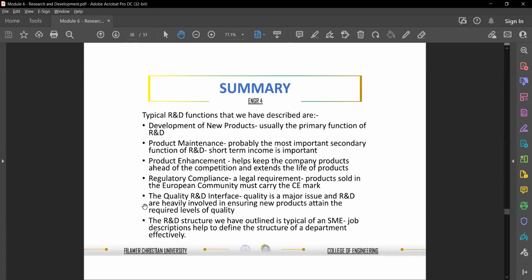Yan. So the quality R&D interface. So quality is a major issue and R&D are heavily involved in ensuring new products attain the required levels of quality. So meaning quality over quantity. Yan. So aanhin mo yung marami kung hindi naman high quality yung product mo. So the R&D structure we have outlined is typical of an SME or small medium enterprise. Job descriptions help to define the structure of a department effectively. So kasama dyan yung job description. Yan.